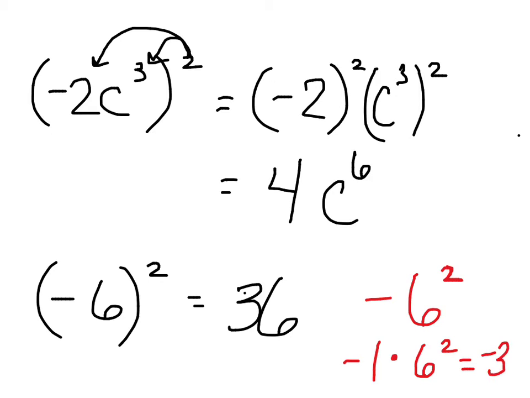So I want you to see what the difference is and the similarity is. They look almost the same. If it's in parentheses, though, it's saying negative 6 times negative 6. And if it's not in parentheses, it's saying 6 squared first and then the negative sign. So be careful. Lots of times we get that wrong because of that. Okay? What do you think of that? Everybody okay?